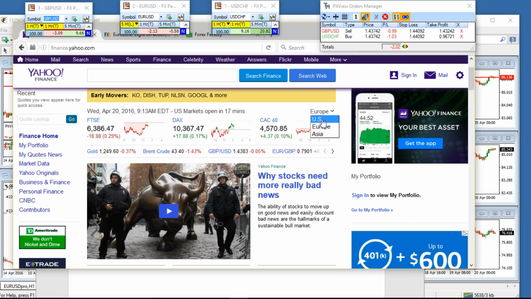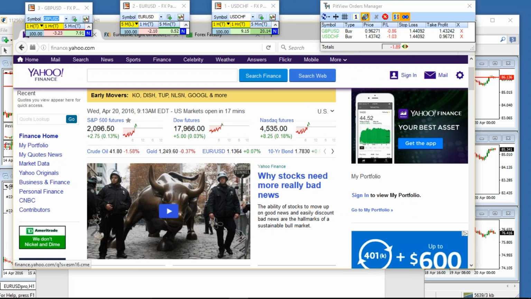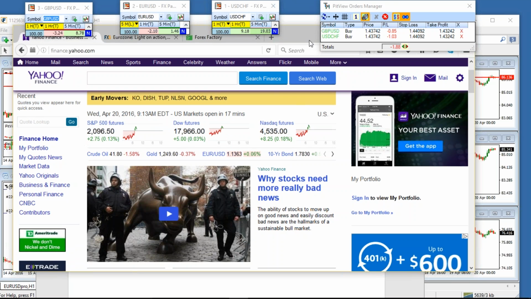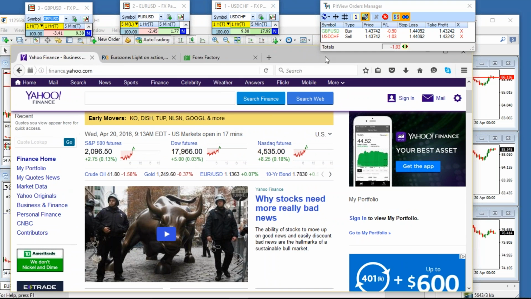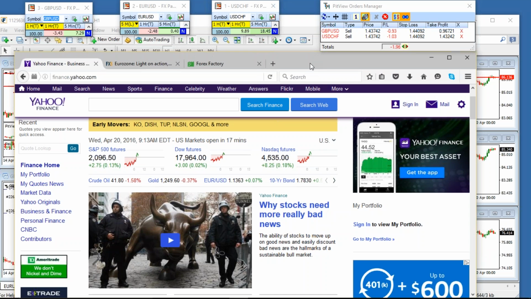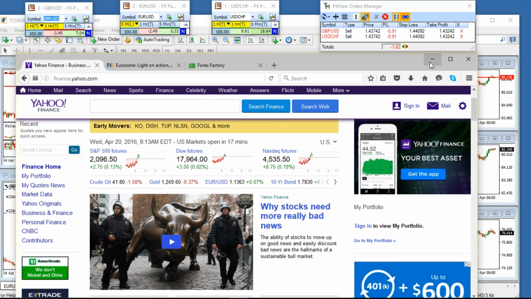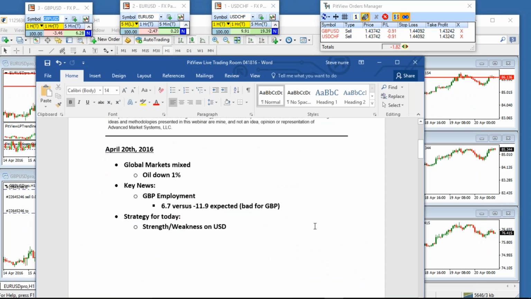And then U.S. futures kind of just oscillating back and forth between being down slightly and unchanged. So, nothing really concerning there from a global market standpoint, and nothing that's showing a huge amount of volatility.